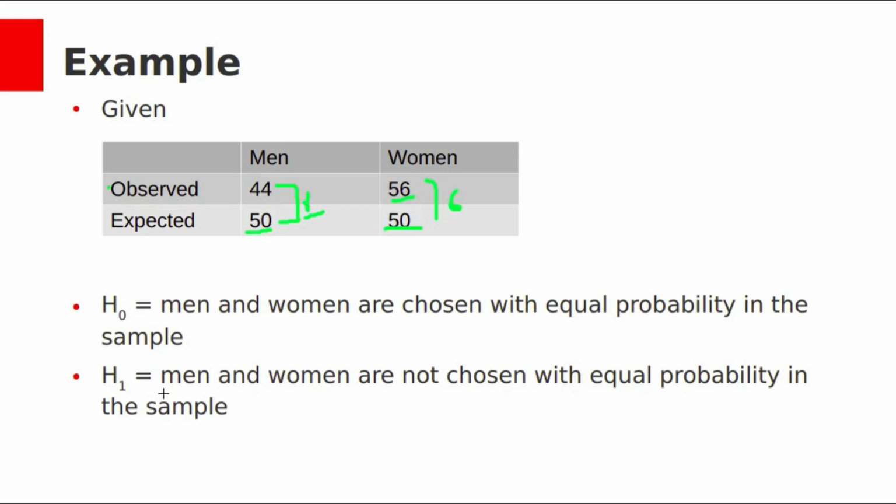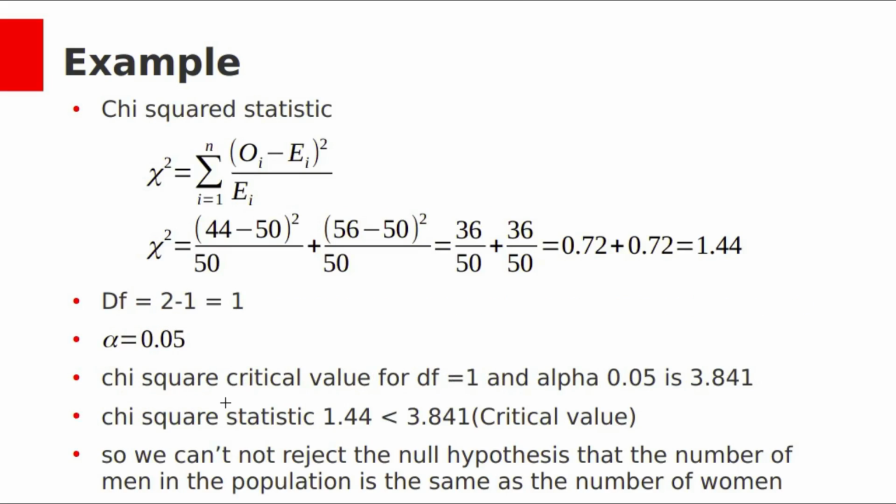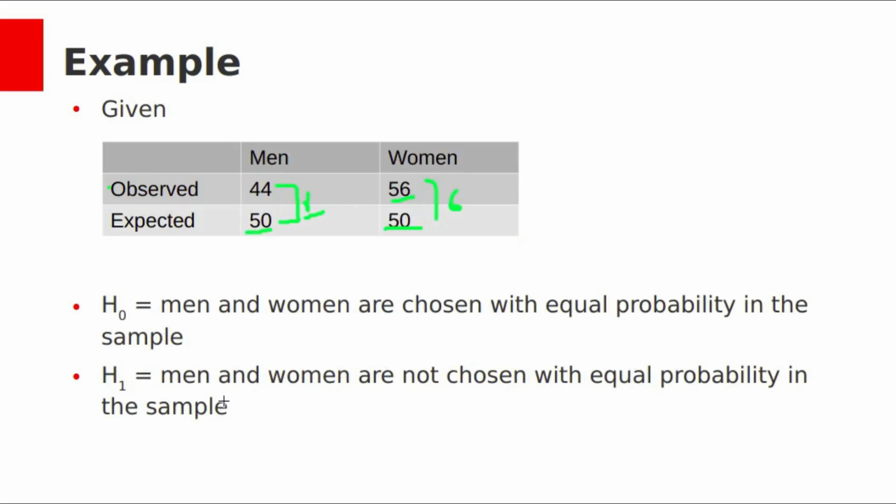Alternate hypothesis is men and women are not chosen with equal probability in the sample. Let's test whether this deviation is caused by randomness or whether the probability for men and women is different. We need to check that. To do that, we need to calculate the chi-square statistic. If that chi-square statistic value is too high when compared with the critical value, we can conclude that the difference is not due to random chance.